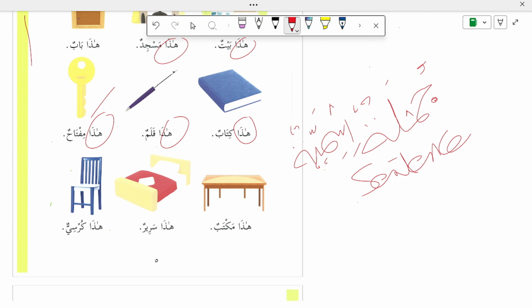So baytun is the information about the first word. Haza, this. What is the information about this? Masjidun. The information is masjidun. So this, which is the starting word, is called mubtada. Mubtada is the starting word of the sentence, the word with which the sentence starts. Ibtada means start. And the second word, which is giving the information of the first word, is khabar, or news.